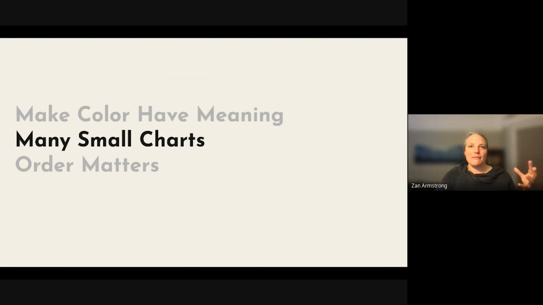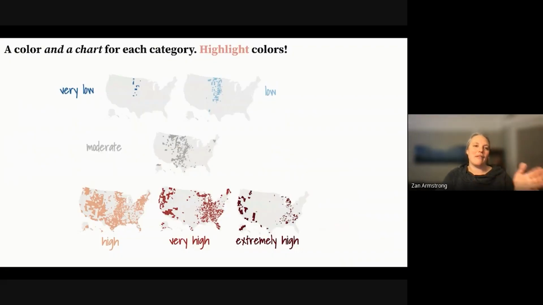So let's move on from color and talk about many small charts. And we've already sort of done that, right? We saw that we could have a color and a chart for each category. And this is a really powerful way using these highlight colors where you focus attention on just one category of a set of categories, and the rest is provided for context. And you can use this with all types of different charts, and it's super powerful.